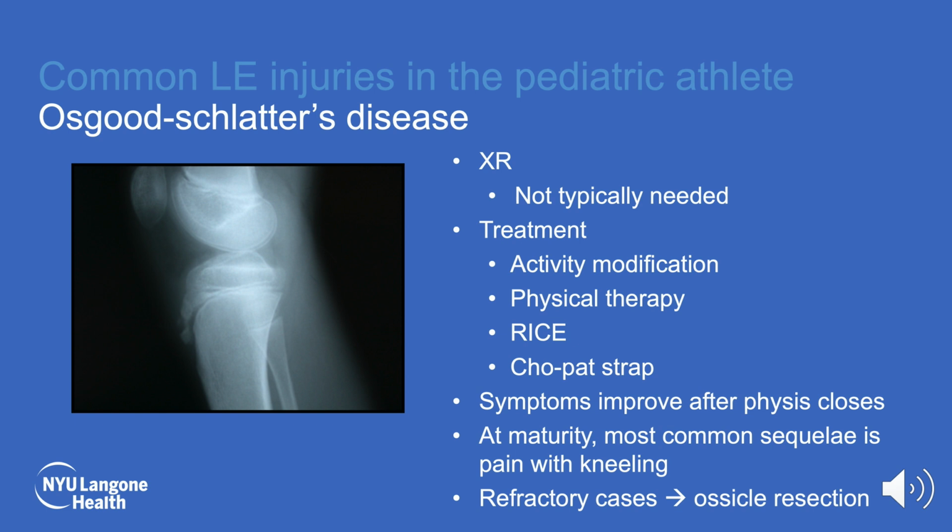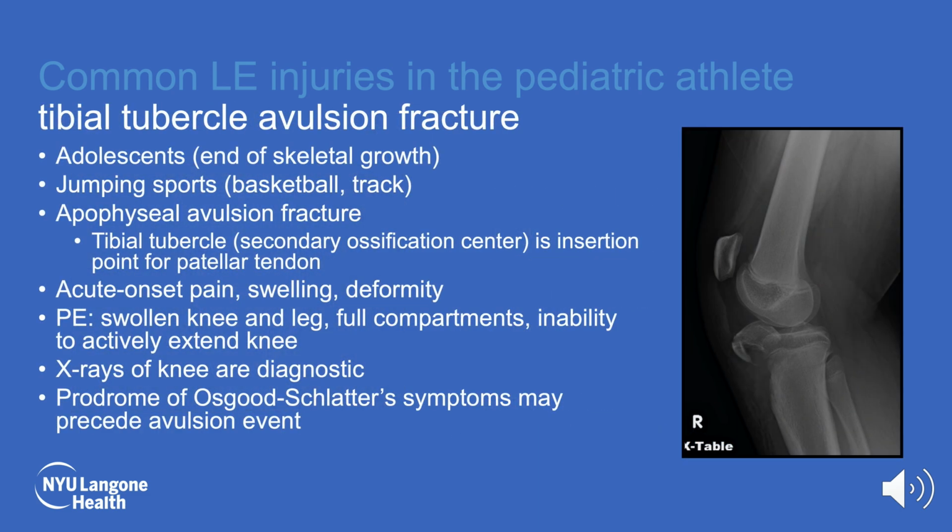Every once in a while, the prodrome of apophysitis can then go on to the apophyseal avulsion fracture, just like we saw in the hip. And so the tibial tubercle avulsion fracture is listed here. This again occurs in adolescence, usually at the end of skeletal growth. Again, in jumping sports, they'll come in unable to weight bear, telling you that they had the acute onset of pain, swelling, and deformity, usually while going up or down actually from a rebound. You'll note the knee is typically very swollen. The compartments may be full, and the extensor mechanism will be disrupted. They won't be actively able to extend it.